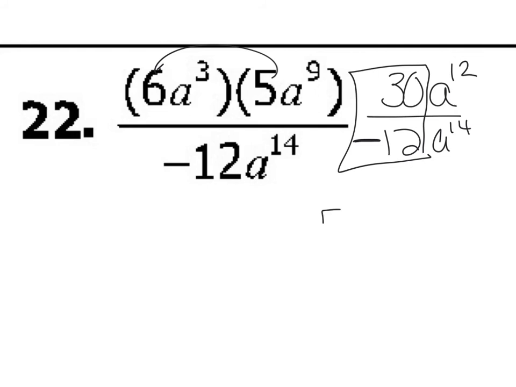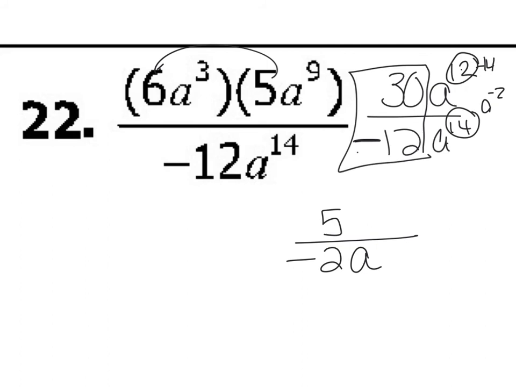I'm just going to reduce that fraction. 6 will go into 30 5 times, and 6 will go into negative 12 negative 2 times. Then for my a's, I got 12 on top, 14 on bottom. The rule is to subtract. That would give me a negative 2, which puts the a on the bottom. If you look here, I had 12 on top, 14 on bottom. I had 2 more on the bottom than I did top, right? All right, so that would be your answer.